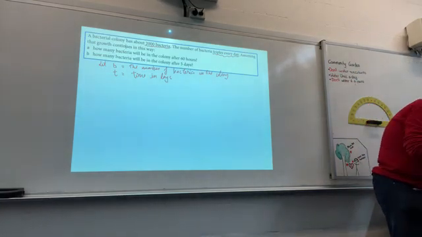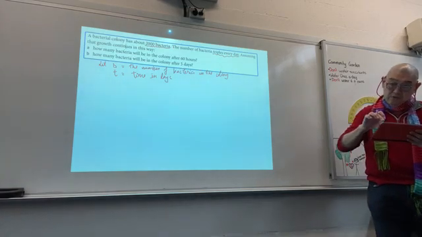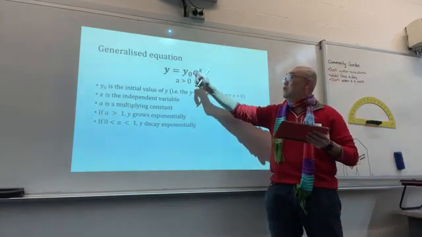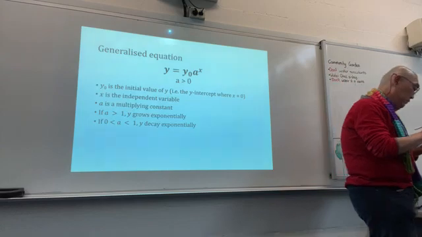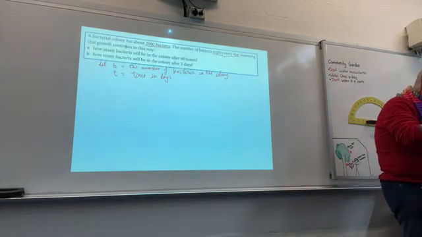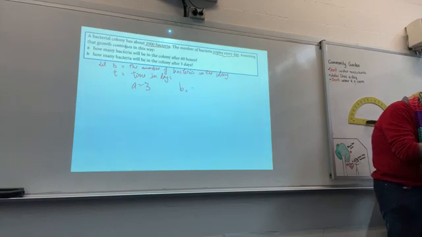And now we know that it triples every day. So you know that a is 3, or r is 3 if it's the ratio. It triples every day, so we know a equals 3. And the initial value B0 equals 2000.